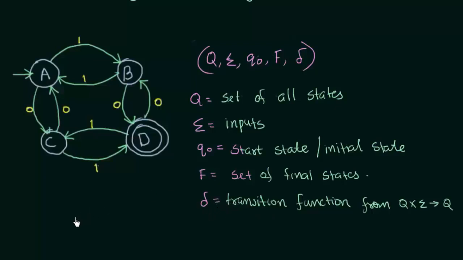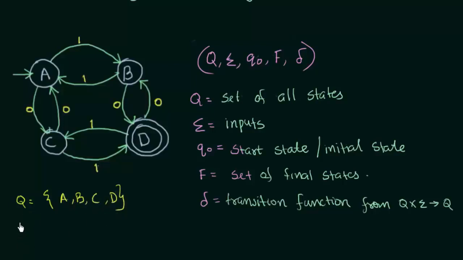Now let us write down the values for these 5 tuples for the example we have taken here. For our particular DFA, what are the values for these tuples? First of all, we have Q. Q is the set of all states. What are the states? A, B, C, and D. This is our Q.